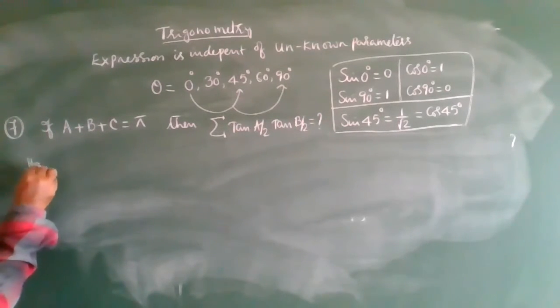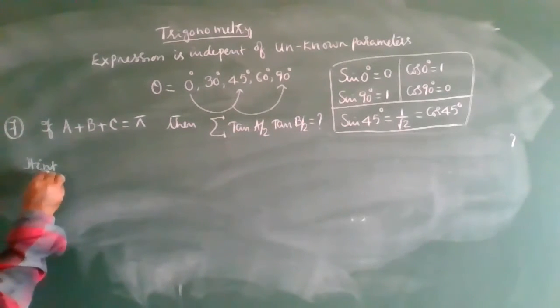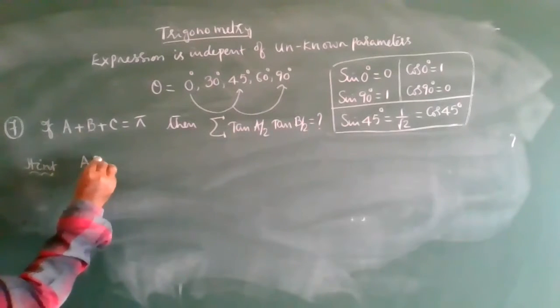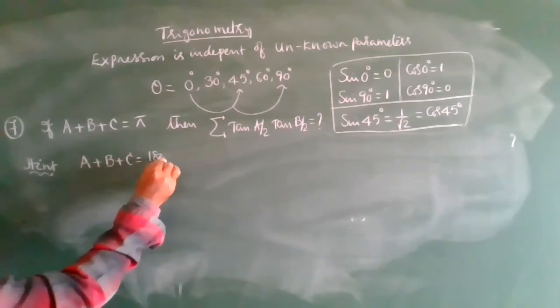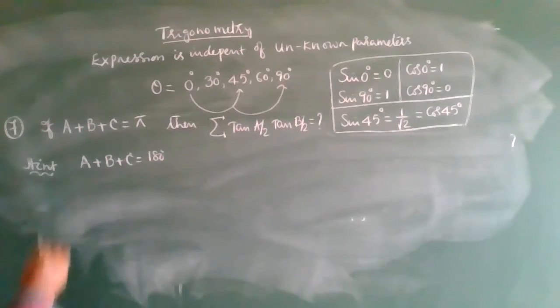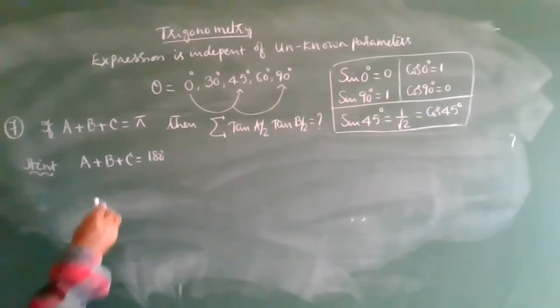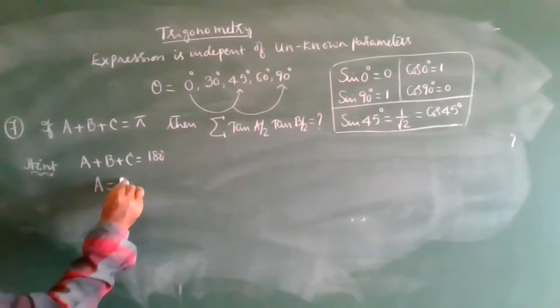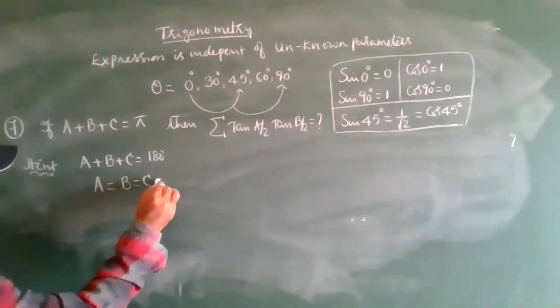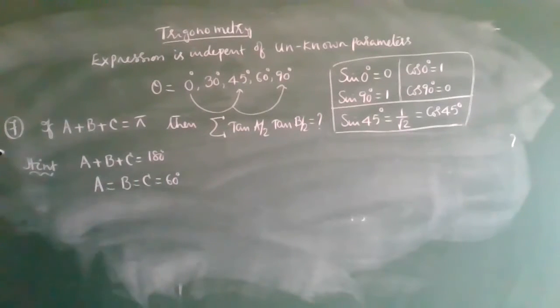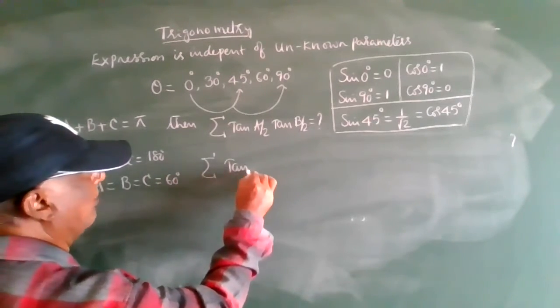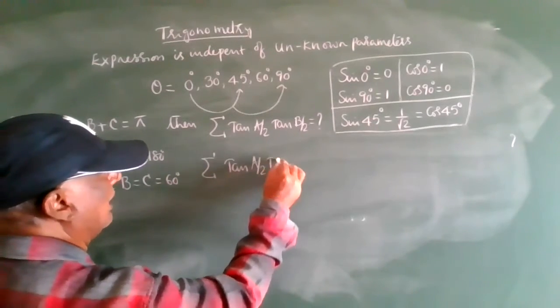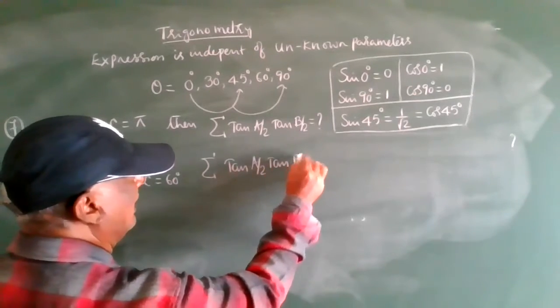Everyone observe, A plus B plus C is equal to 180 degrees is given, which means immediately we have 3 angles. 180 divided by 3, then A is equal to B is equal to C is equal to 60 degrees. Okay? Simple.